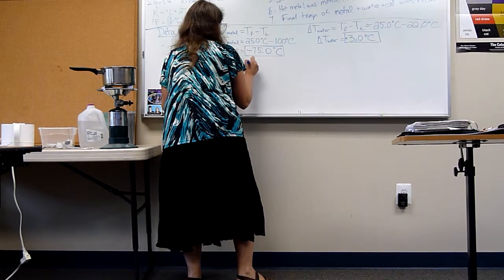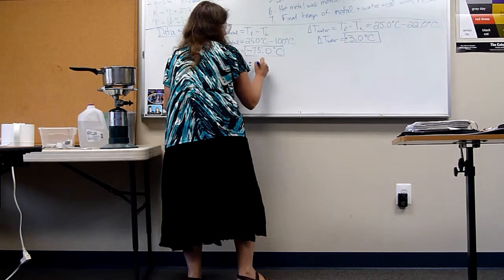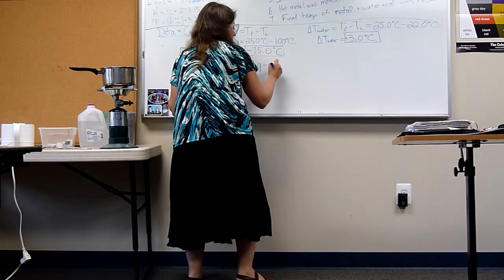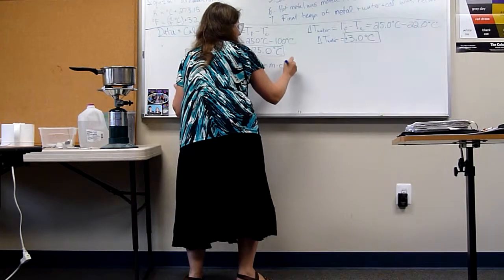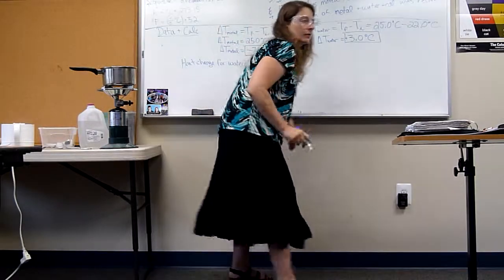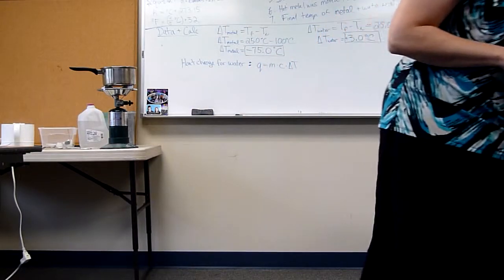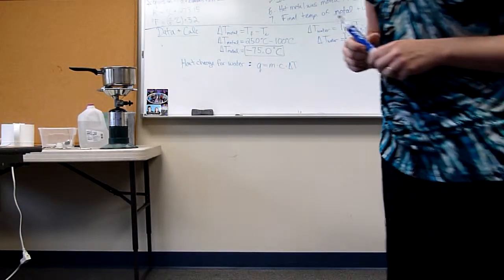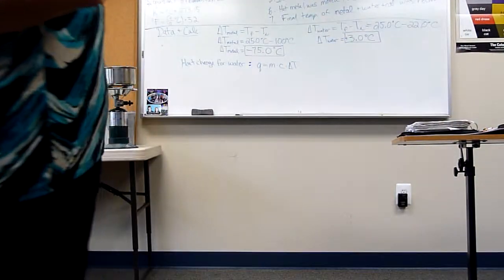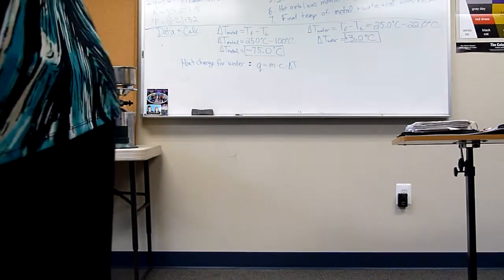But I did it the wrong way. So for the metal, I got negative 72.0. And for the water, I got 1.2. Okay. Yep, help each other. Does that sound right?